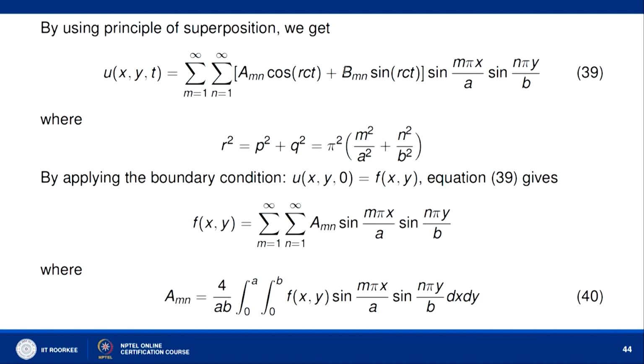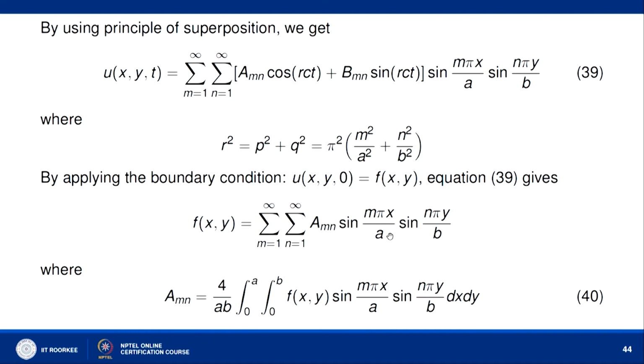The initial condition is that u(x,y,0) equals f(x,y). Now when you put t equal to 0, this part is gone and we will have only a_mn. So it means that a_mn sin(m pi x/a) sin(n pi y/b) equals f(x,y). Now using this I want to find the value of a_mn. This can be easily obtained as we have done for the first order.